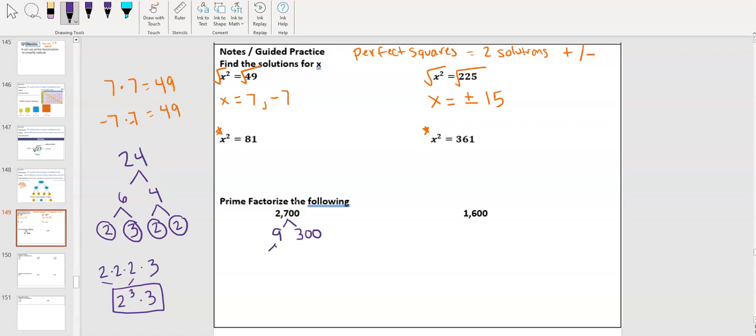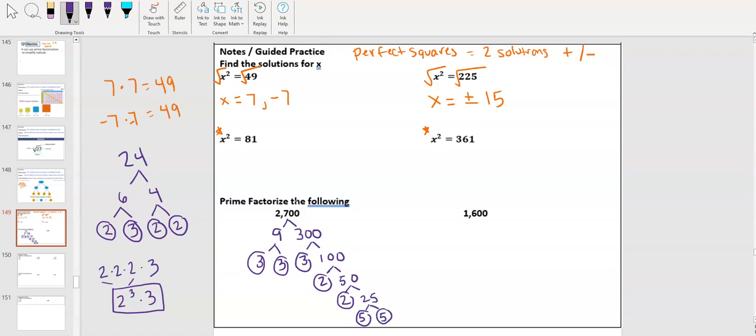Now 9 is not prime, but the factors that make 9 are 3 times 3. 300 is not prime, but I know that that's 3 times 100. And then I'm going to break apart 100. So 100 is 2 and 50. 50 is 2 and 25. And 25 is 5 times 5.